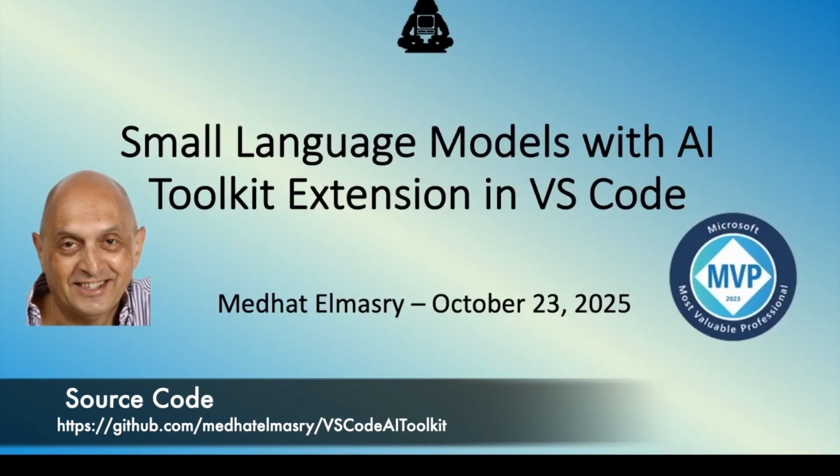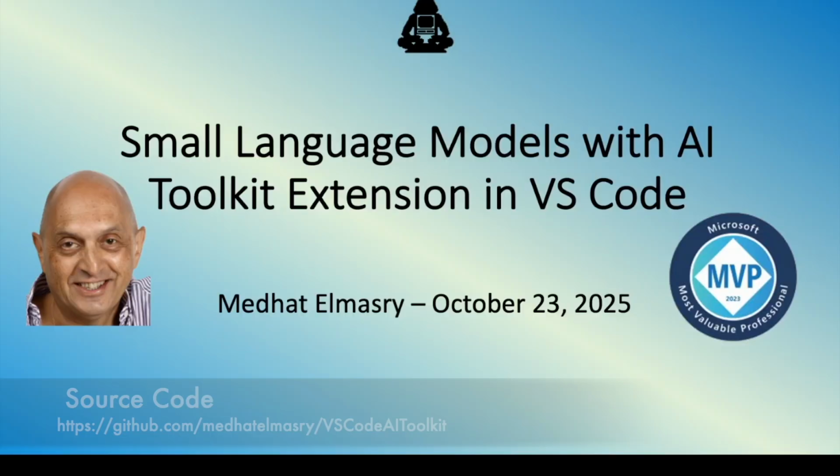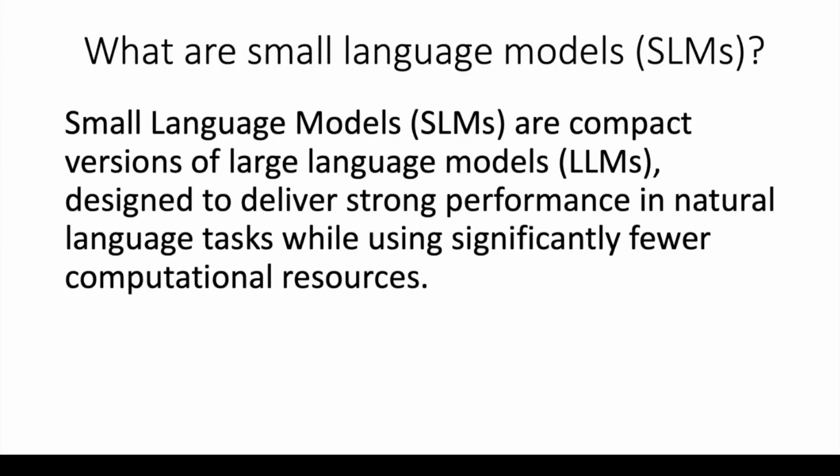Today's video is about small language models with the AI Toolkit extension in VS Code. The first question we ask ourselves is, what are small language models? Small language models are compact versions of the large language models like GPT-5, GPT-4, and so on and so forth. The small language models are designed to deliver strong performance in natural language tasks while using significantly fewer computational resources.